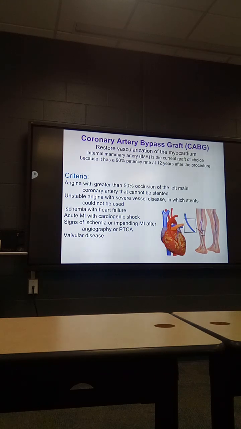And then when we get to a CABG, this is a coronary artery bypass surgery. CABG is the nickname, but this restores vascular blood flow to the heart. And usually it's 3 stents or 4 stents or more. They'll do a bypass instead of doing stents.